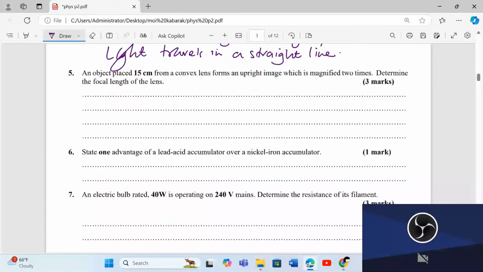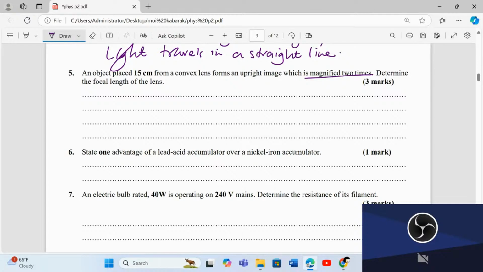An object is placed 15 centimeters from a convex lens. The image is magnified, and it is magnified 2 times. Determine the focal length of the lens.